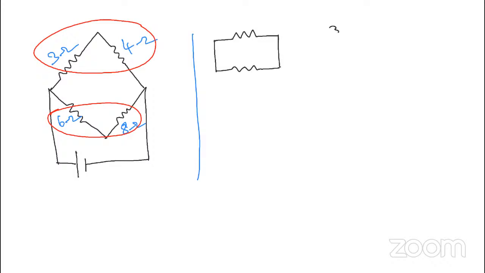So 3 ohm plus 4 ohms should be equal to 7 ohms. Okay, so directly for the two resistances R1, R2, we have to add the values. So adding, we get 7 ohms. And similarly, here we have to add 6 ohms and 8 ohms. It should be 14 ohms. Okay, 14 ohms.